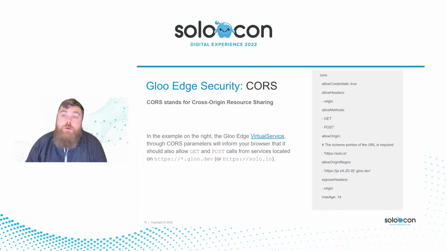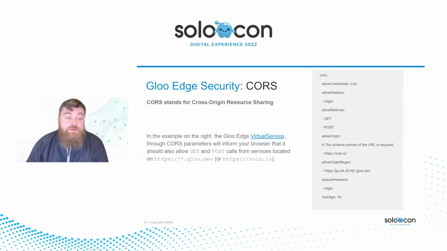CORS. Modern browsers use CORS and APIs to mitigate risks of cross-origin HTTP requests. Cross-origin resource sharing, or CORS, is a method of enforcing client-side access controls on resources. Gloo Edge allows you to configure your virtual service objects to inform clients of these access controls.